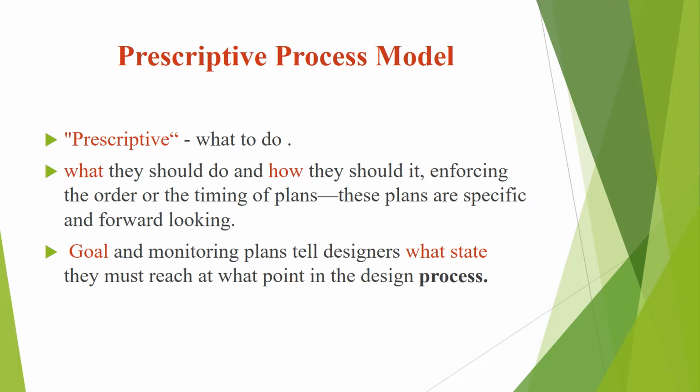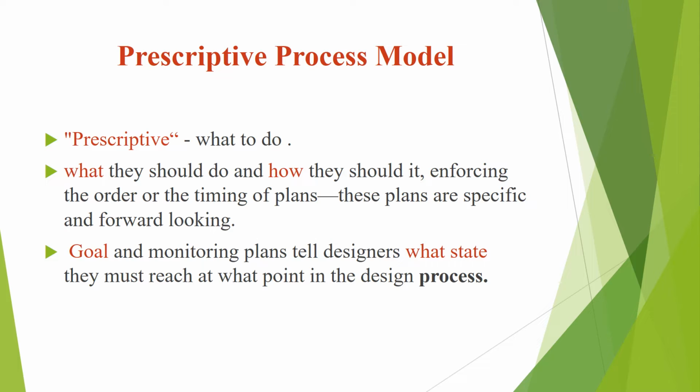The process elements are the work products, framework, activities, quality assurance, action, task, and control mechanism. A prescriptive process model is defined as how to do according to a certain software process system. Then what they should do, means what designers and developers should do and how they should do it, enforcing the order or the timing of plans.